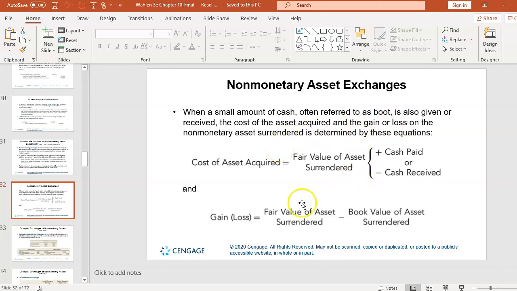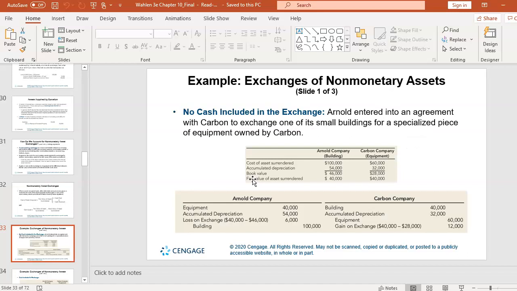and the gain and loss of non-monetary assets surrendered are determined by these equations. So you're really trying to figure out what's the value I'm giving up compared to the value that I'm receiving. Value given up versus value receiving. If you just think of this big picture, that's what I'm trying to accomplish. That should help a little bit. And they're giving us some examples right here.